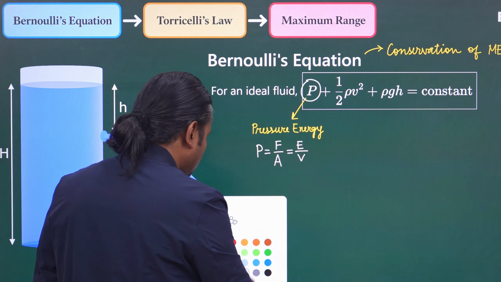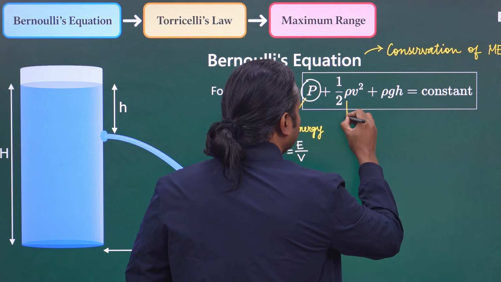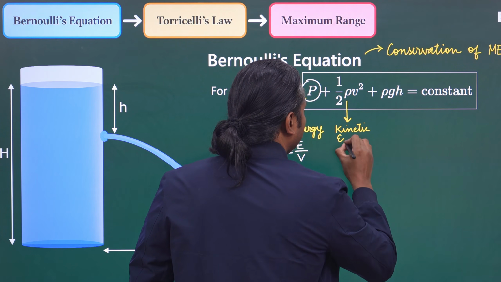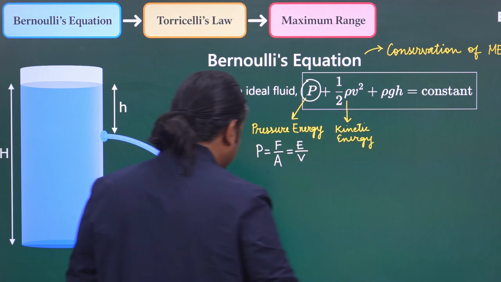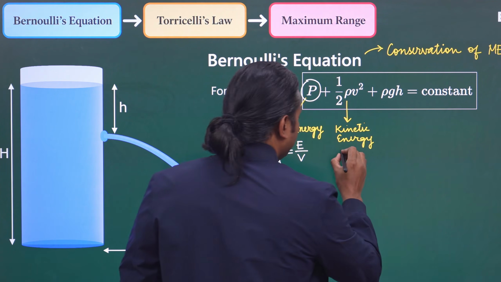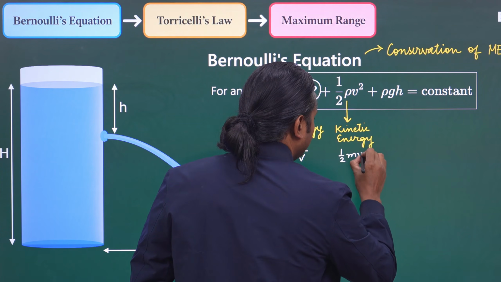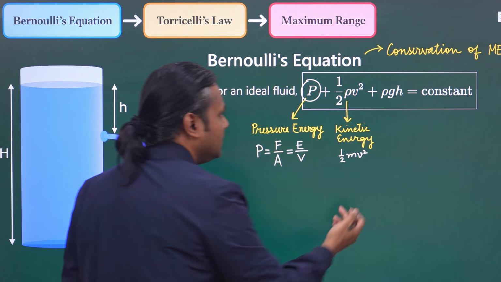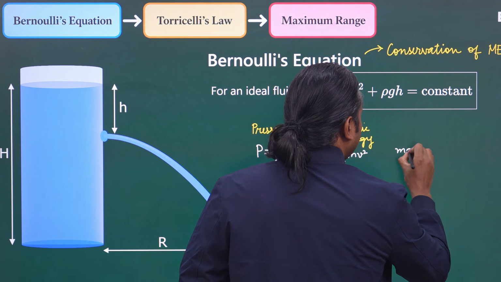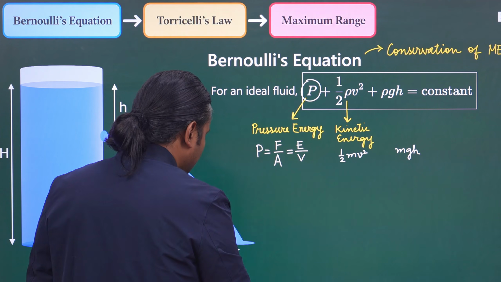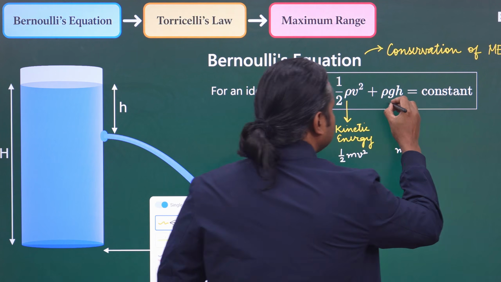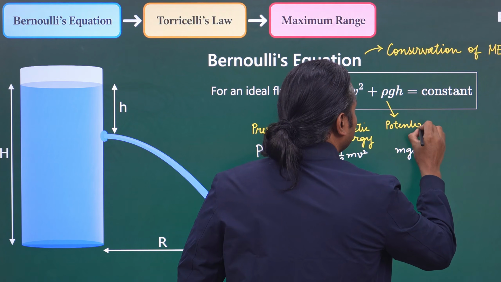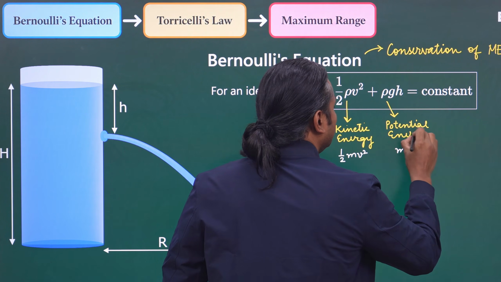In a similar fashion, if you look at the second term, this is nothing but the kinetic energy of the fluid per unit volume, because what is kinetic energy? Kinetic energy is half m v square, and if I divide it by volume, m upon capital V will simply give you rho, right? Similarly, for the gravitational potential energy, you have m g h. If I divide it by capital V, that will give us rho g h. So this is gravitational potential energy per unit volume.